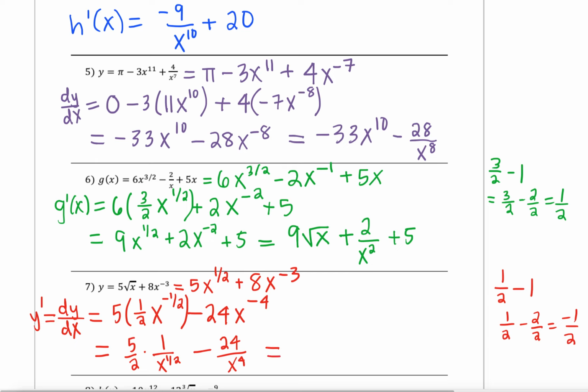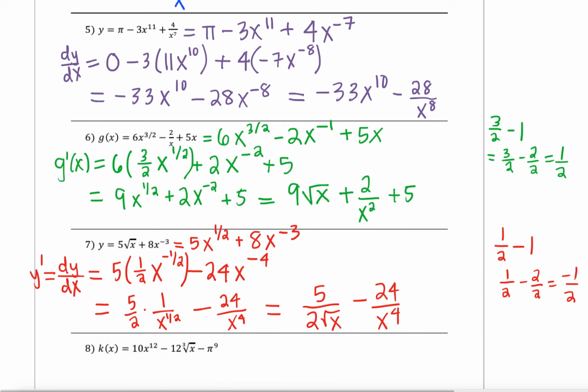One other way to rewrite this would be to just combine this as one fraction and then rewrite x to the 1/2 as the square root of x. So we get 5 over 2 times the square root of x minus 24 all over x to the 4th.